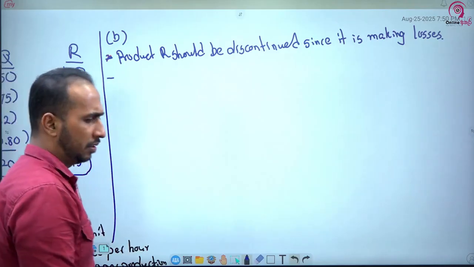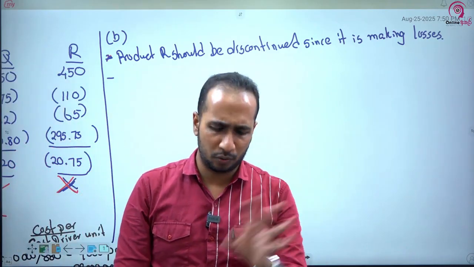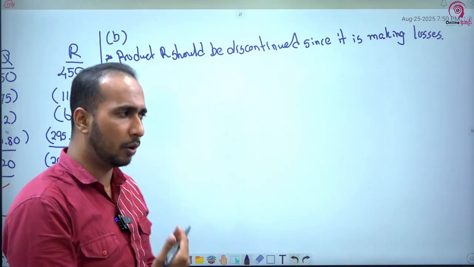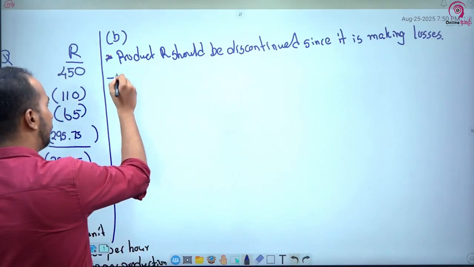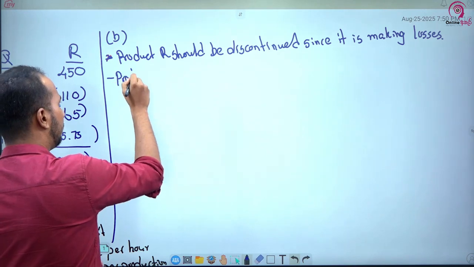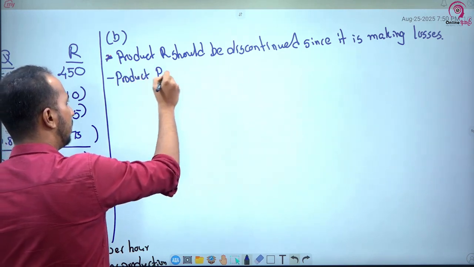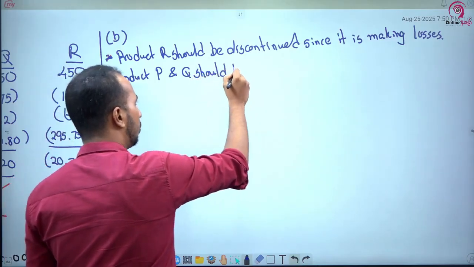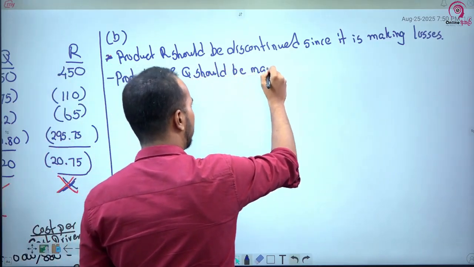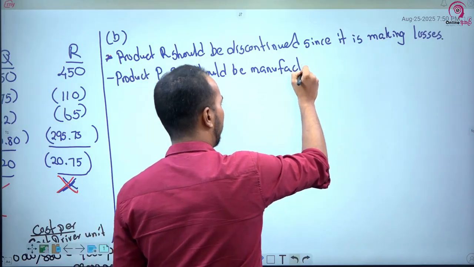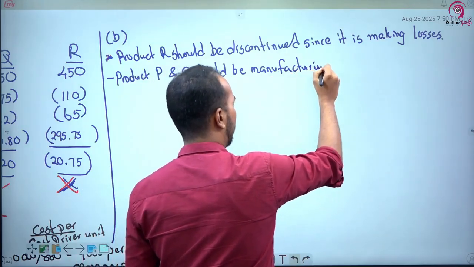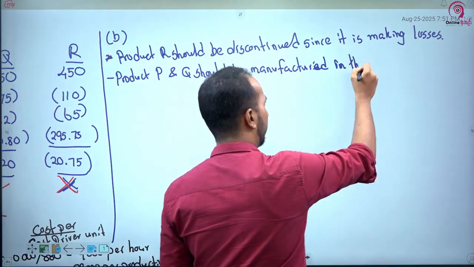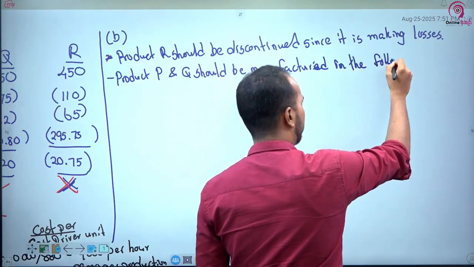The second thing, now we are done with product R, we don't need to worry about that. Then we have to see the prioritization of products P and Q. So you can write in this way: Product P and Q should be manufactured in the following manner.